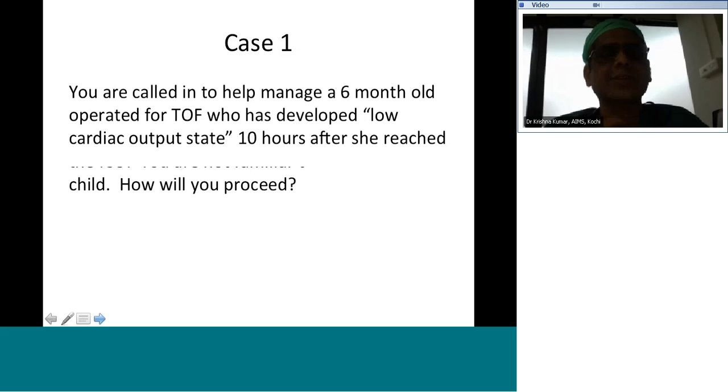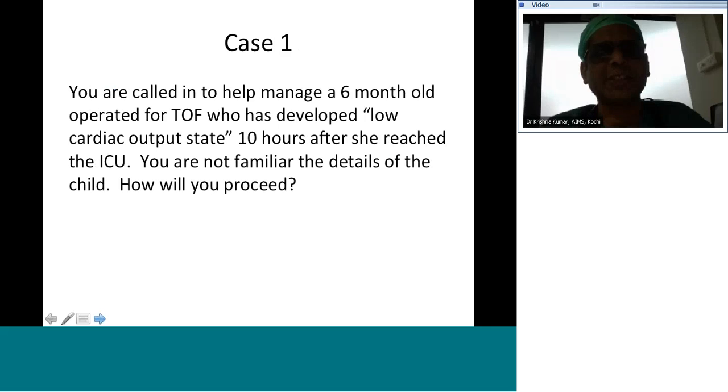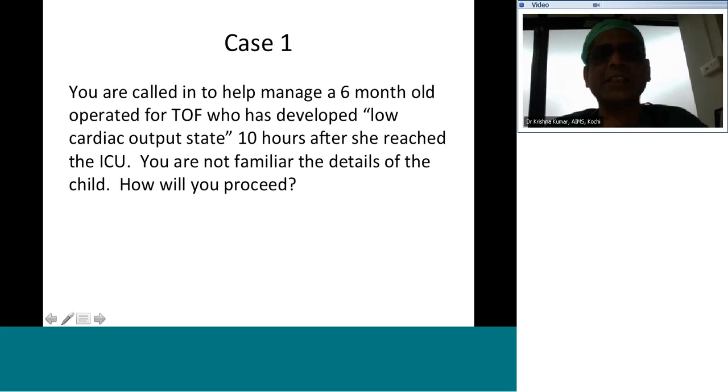So I'm putting up a scenario. You're called to help manage a 6-month-old operated child for tetralogy who has developed what is described as a low output state 10 hours after she reached the ICU. You're not familiar with the details of the child. We're going to ask you how you'll proceed. You've just been called to the ICU. What is it that you will do first?